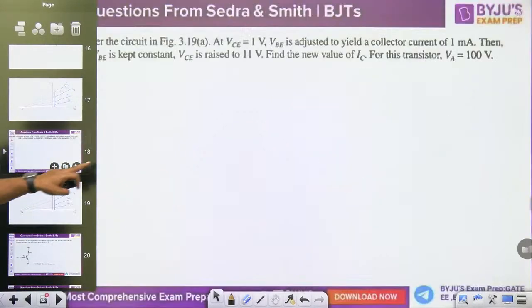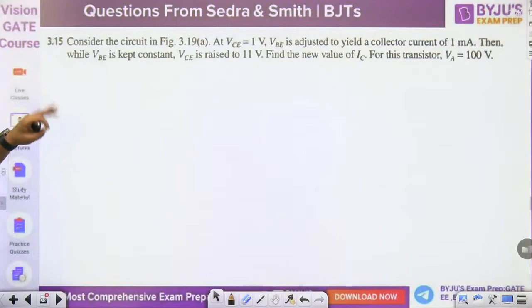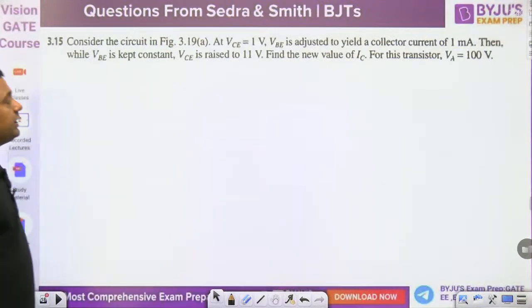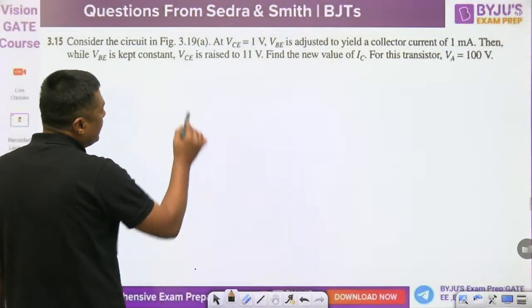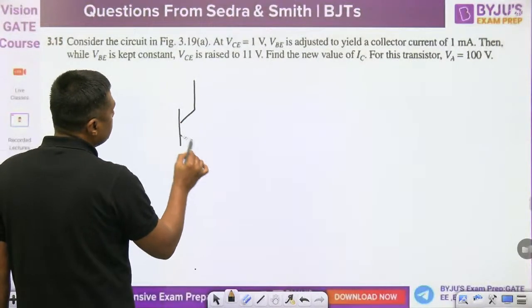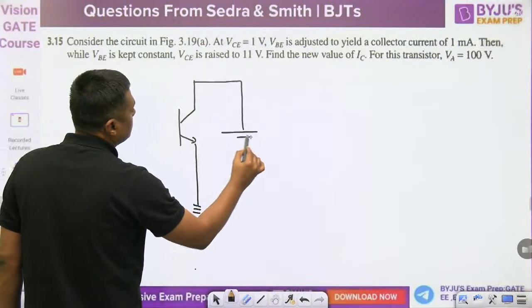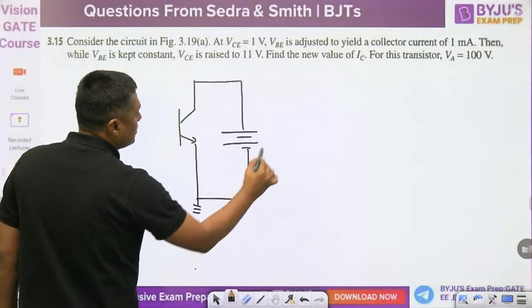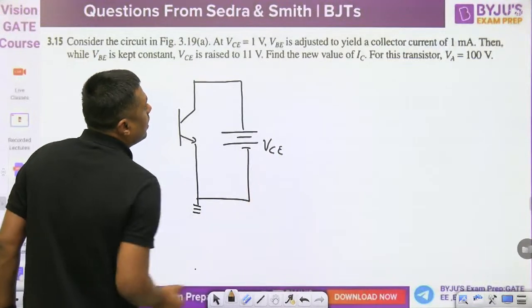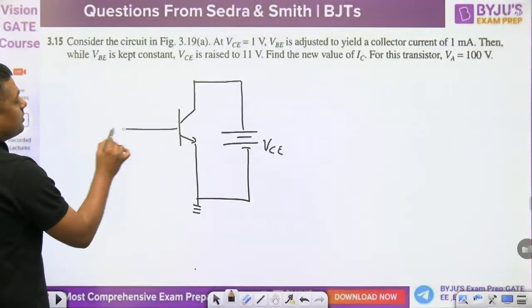What is the next question? Consider the circuit in figure 3.19. What is the 3.19 figure? Same figure. This is the VCE, and this is the VBE.